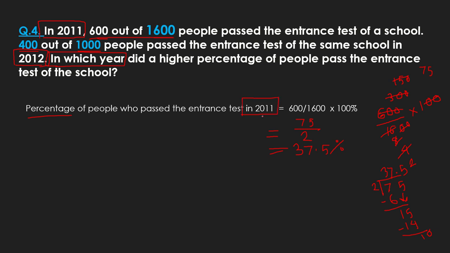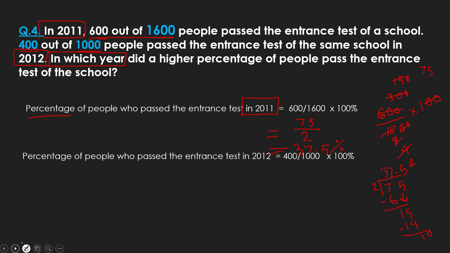That is the time period 2011. Here is another time period, 2012, the percentage of people who passed the entrance test in 2012. So here is 400 out of how many? 1,000 people. Whenever we need to figure out the percentage, we multiply by 100 and cross out the zeros, so 4 becomes 40, that is 40% of people who passed the entrance test in 2012.